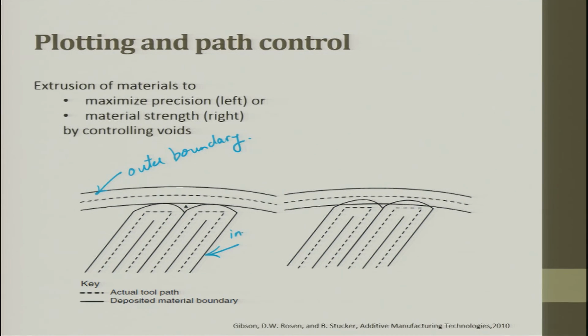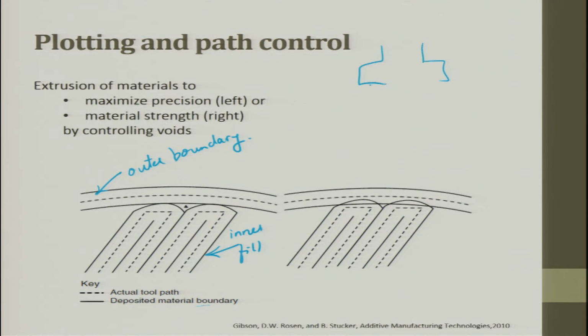This is the inner fill. So, you can see here maximum precision. You can see it is on the left hand side and this is stitching. You can see the outer and then this is done. You can see the actual tool path will be this, and the deposited material boundary will be this. So, it is just like your cutter.